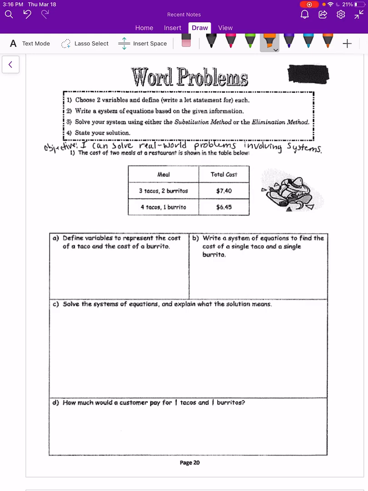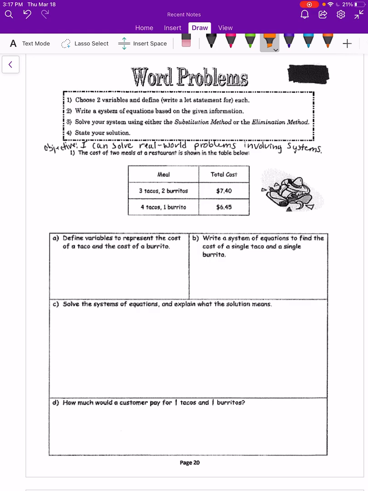Okay, so now we're going to work on system word problems. And so I can solve real world problems involving systems. The best thing to think about with these kinds of things is that you need to realize there's two different types that we're going to talk about. There's more than that, but we're just going to deal with two different types.